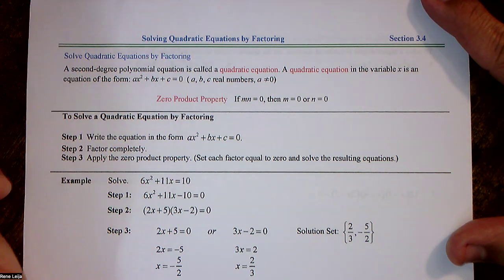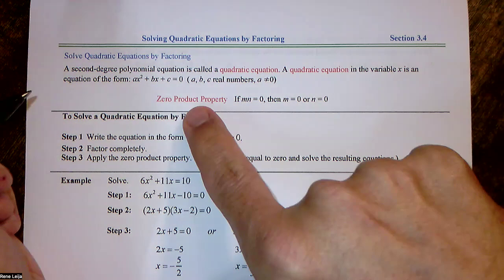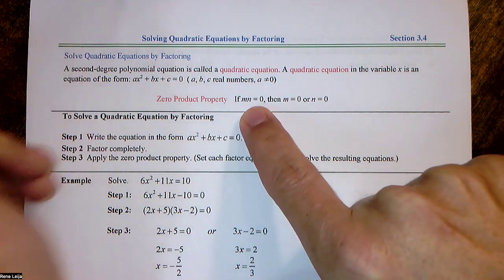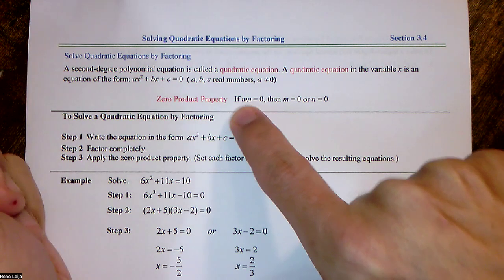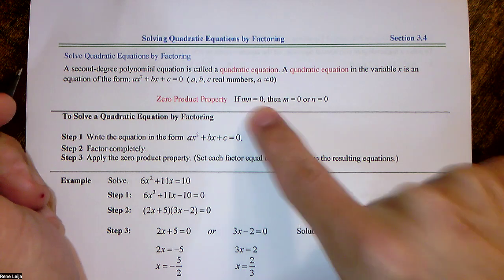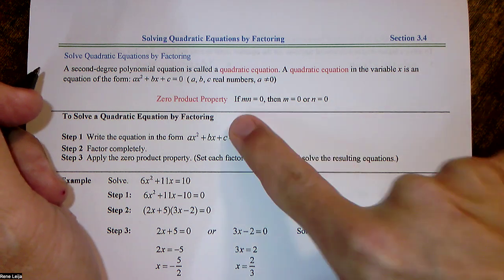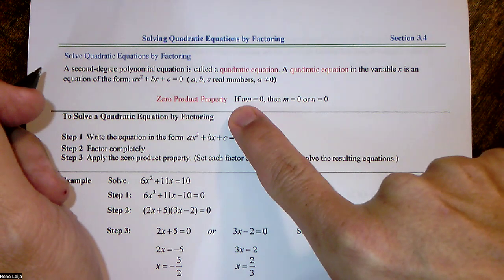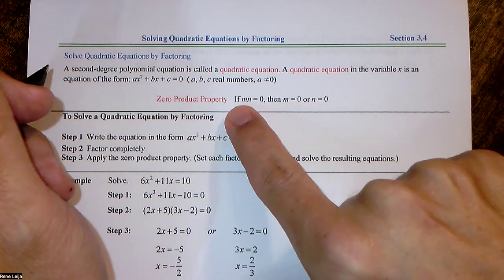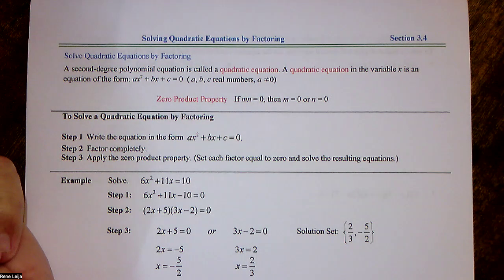So once we have that, since we're solving by factoring, we're going to factor this, and then we have to use the zero product property. The zero product property says that if you have two factors, factors are terms that you multiply together, and your factors are set equal to 0, then m has to equal 0 or n has to equal 0. So if m is 0, 0 times n is 0. If n is 0, m times 0 is 0. So that's why that works.